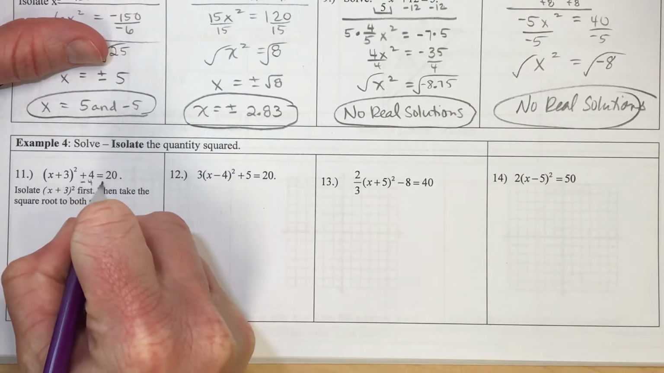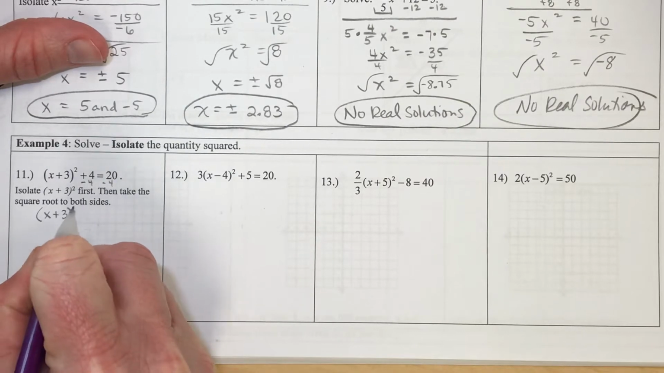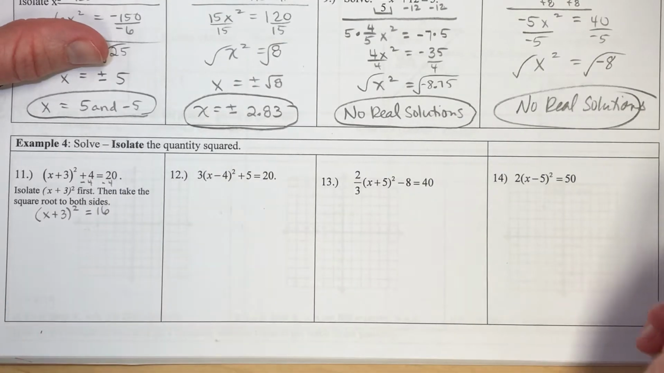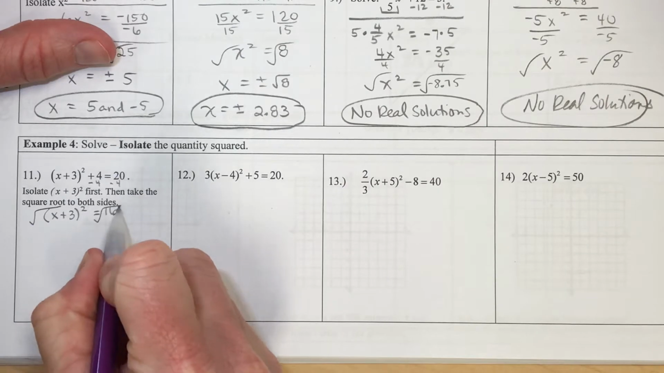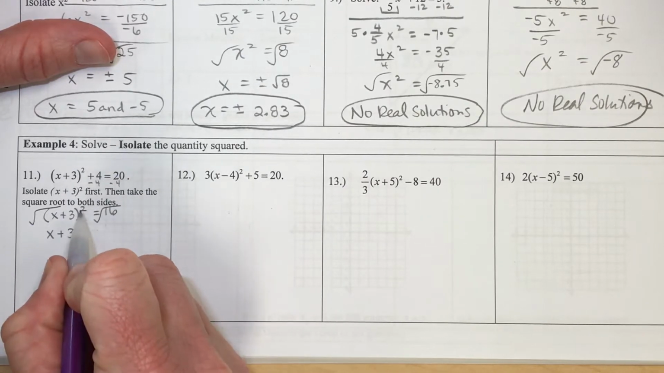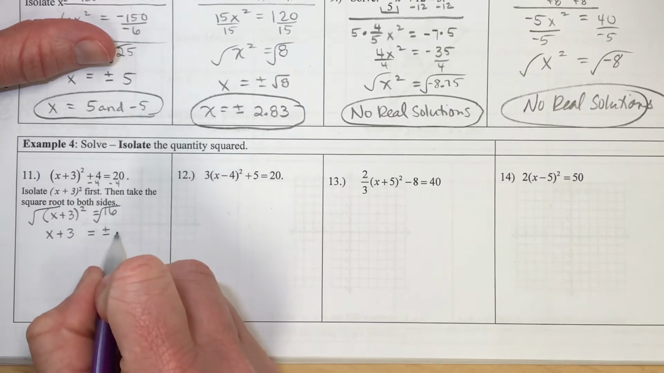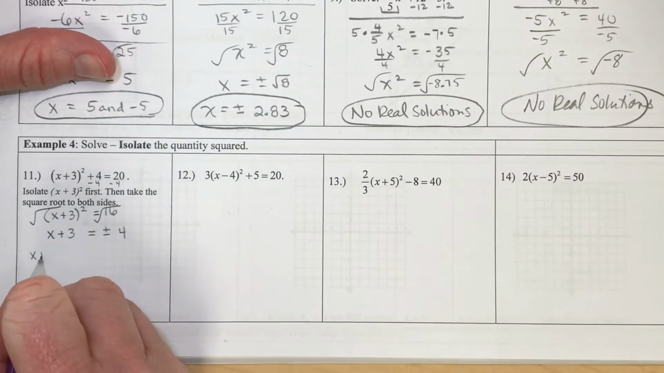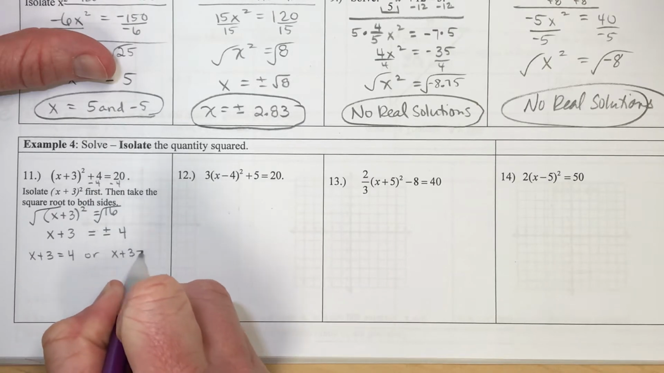So here I'm going to start by subtracting 4 on the other side. So my group is alone. And 20 minus 4 is going to be the number 16. And now that I have my group isolated, now I'm going to apply that square root symbol. So I'll be left with just x plus 3, no longer a group squared, and then positive and negative square root of 16, which is actually the number 4. So this means I have x plus 3 could equal 4, or x plus 3 could equal negative 4.